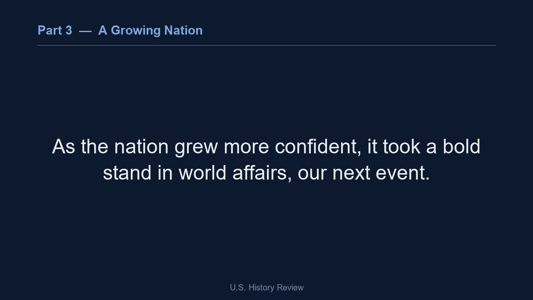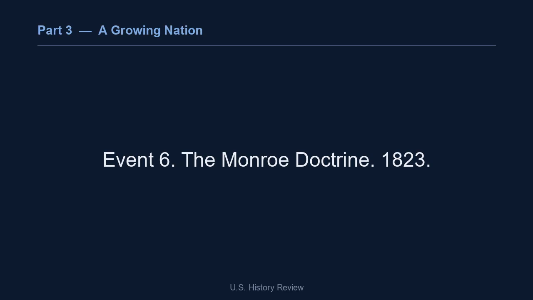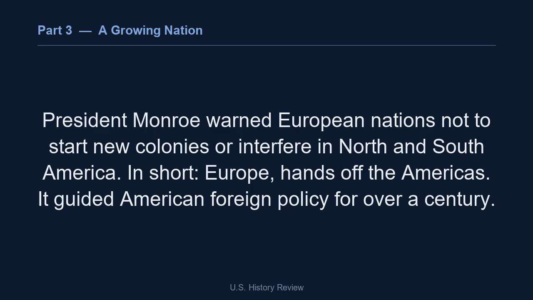As the nation grew more confident, it took a bold stand in world affairs. Our next event. Event 6. The Monroe Doctrine. 1823. President Monroe warned European nations not to start new colonies or interfere in North and South America. In short, Europe hands off the Americas. It guided American foreign policy for over a century.